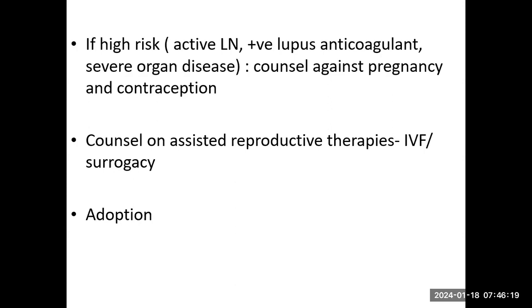For example, if she has serology suggestive of antiphospholipid syndrome or other severe organ disease like severe heart failure, in this situation I will counsel her against pregnancy and plan her on contraception. I would also give her options of assisted reproductive therapies like IVF, in vitro fertilization, and surrogacy, and also give her the option of possible adoption if she so desires to have a child.